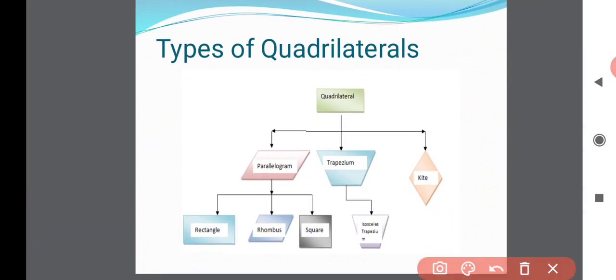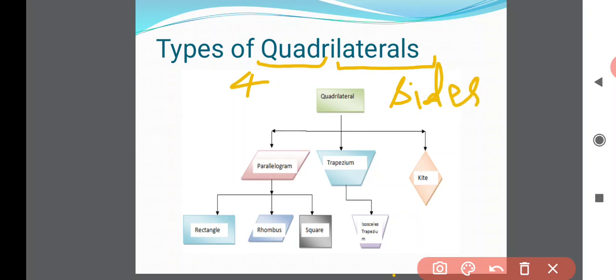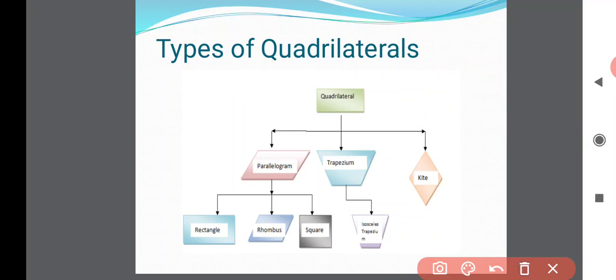Now we'll see the quadrilaterals. As the name suggests, quad means 4 and lateral means sides. So any polygon which is made up of 4 sides is known as a quadrilateral. Let's see the different types of quadrilaterals here. A quadrilateral is basically divided into 3 parts: parallelogram, trapezium, and kite. Parallelogram is further divided into the types rectangle, rhombus, and square. Now let's see each and every quadrilateral one by one.